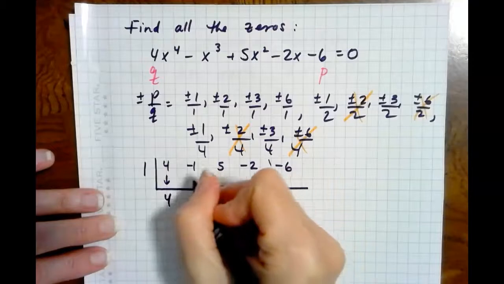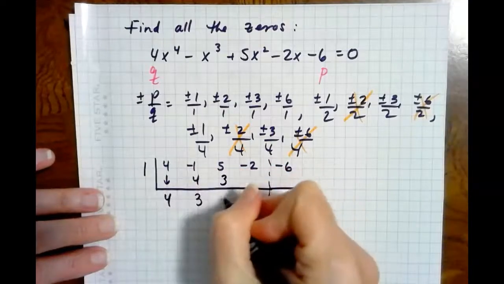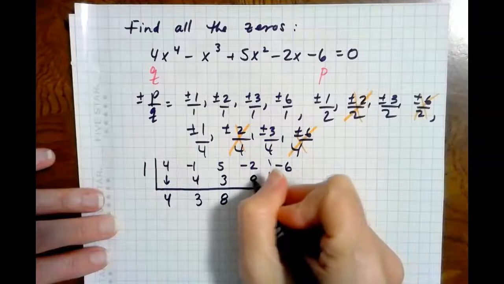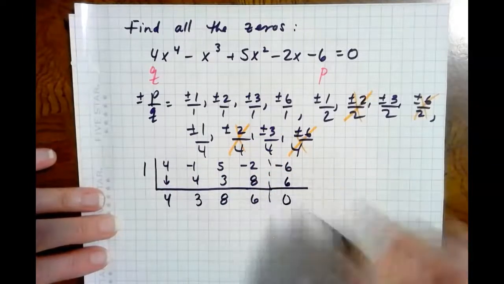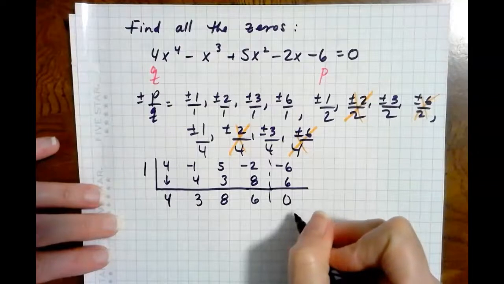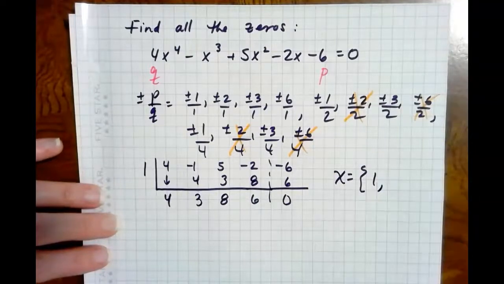So 1 times 4 is 4, negative 1 plus 4 is 3. There's 3, there's 8, negative 2 plus 8 is 6, and 1 times 6 is 6. Look at that. Bam, we've got a factor. So our first real root is 1.